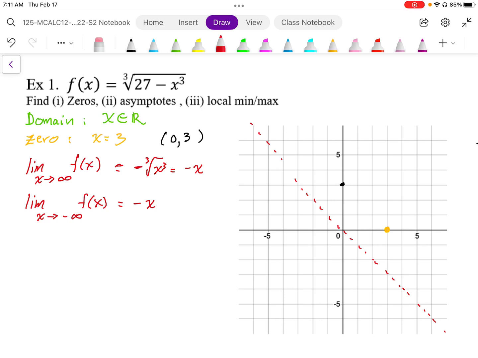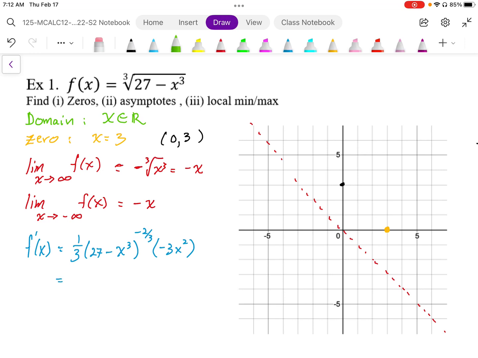Okay, so let's take a look at the derivative and see what's going on. As I differentiate this, it's going to equal 1 over 3, (27 minus x cubed) to the power negative 2 over 3. And then we have to multiply by the inside derivative of negative x cubed. So we get negative 3x squared.